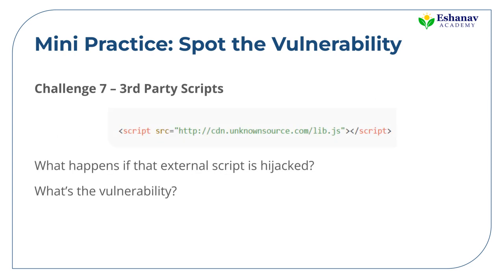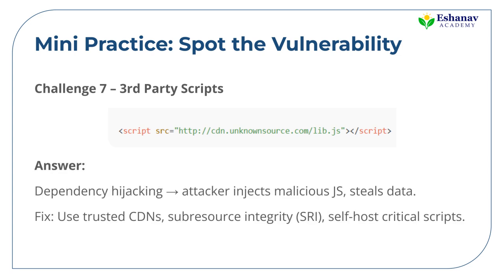Challenge 7. A critical script is loaded from an unknown external source, like cdn.unknownsource.com. What's the danger here? Answer: this is dependency hijacking. An attacker could inject malicious code and steal data. Fix it by using trusted CDNs, subresource integrity checks, or self-hosting critical scripts.